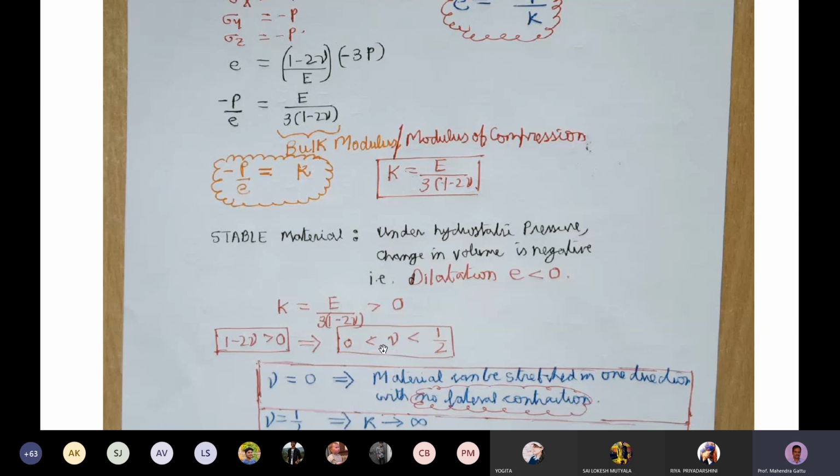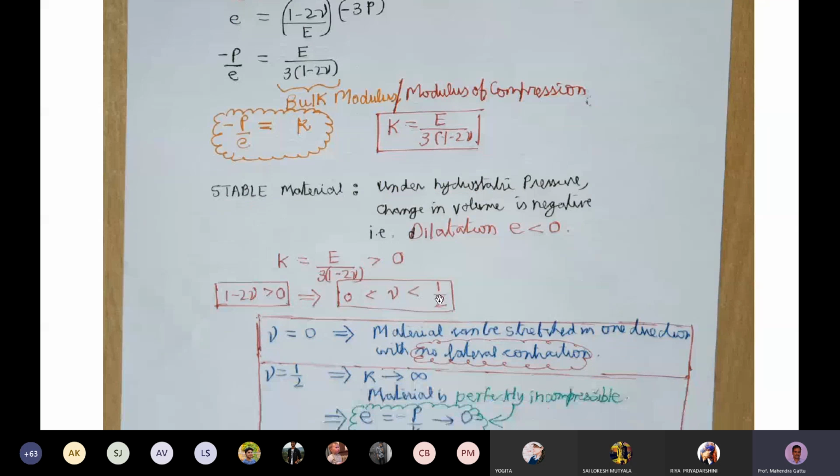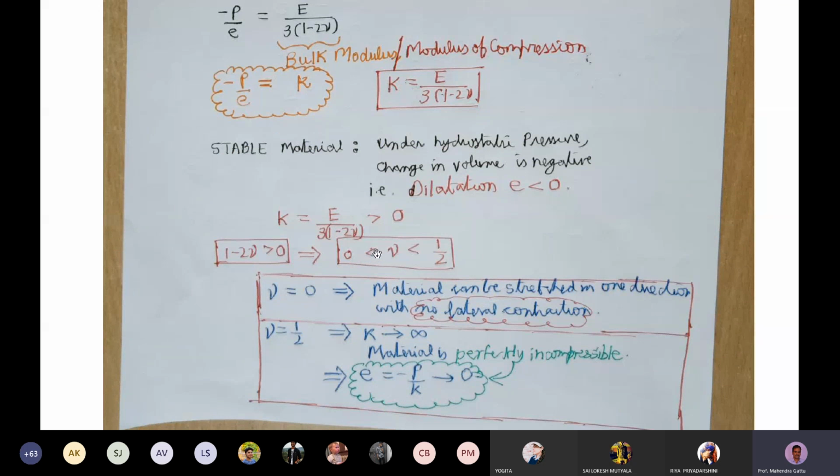And nu is greater than, so this is the relation we get. Usually nu equal to 0 means the material can be stretched in one direction with no lateral contraction. That means you can stretch the bar, but there will be no shrinking in the other two directions. But usually materials are not like that. So we have this inequality sign. Nu should be greater than 0, and we have that limit 1 by 2 on the right hand side. So Poisson ratio lies between 0 and 1 by 2.